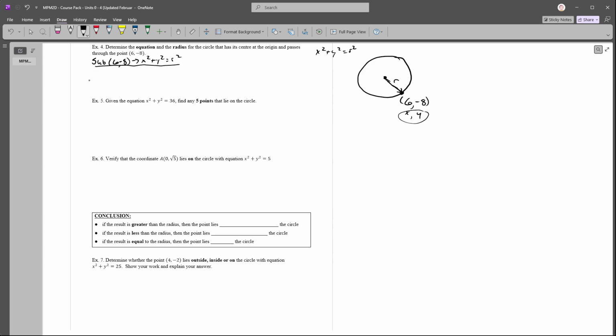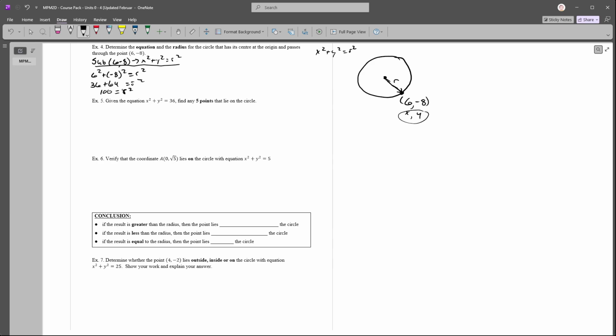So for x we put a 6, so that's 6 squared plus -8 squared equals r squared. So 6 squared is 36, -8 squared is 64, which is equal to r squared. So we have 100 is equal to r squared. But to get rid of the square, we have to take the square root of both sides.